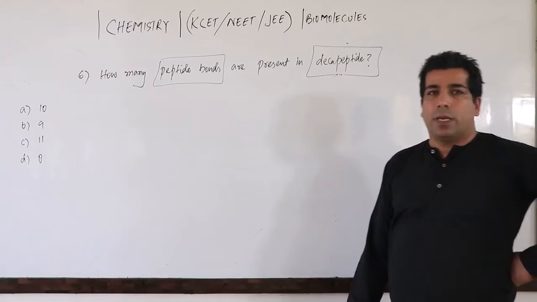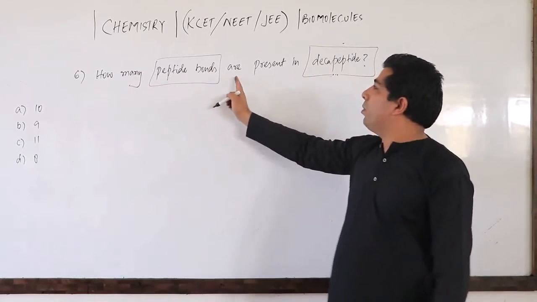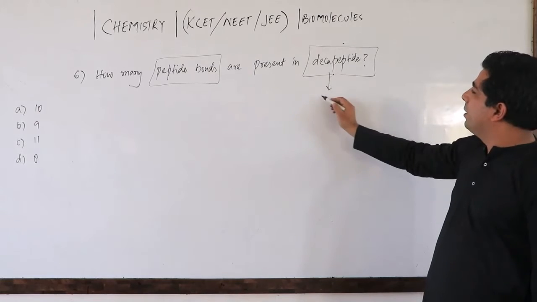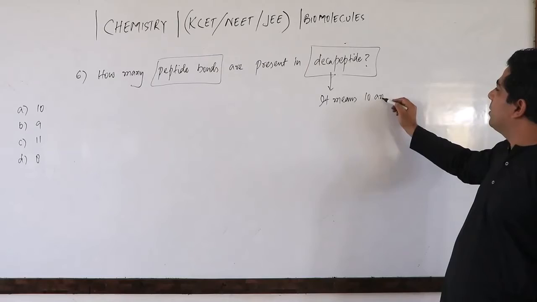Dear friends, question number 6. How many peptide bonds are present in a decapeptide? Decapeptide means 10 amino acids.